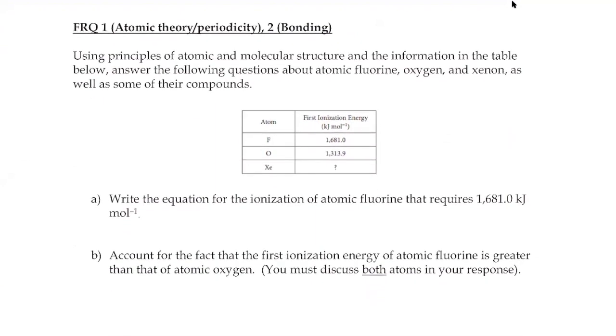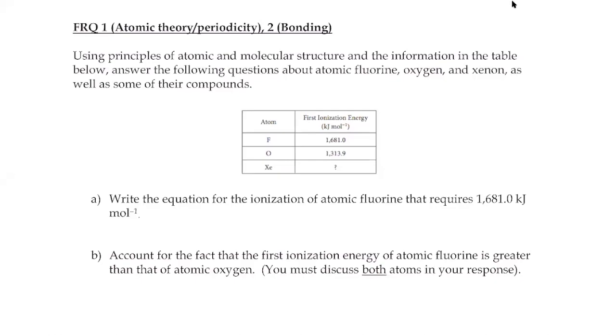So if we take a look at this question, we'll kind of see where you guys are at here. This question is going to focus on a couple different things: atomic theory, so how are atoms structured; periodicity, so how different properties about the atoms, how they arrange themselves on the periodic table, how we get all those periodic trends. So I'll ask you some stuff about that, and then some bonding related questions. Okay, so we have some data that's provided for us about fluorine, oxygen, and xenon.